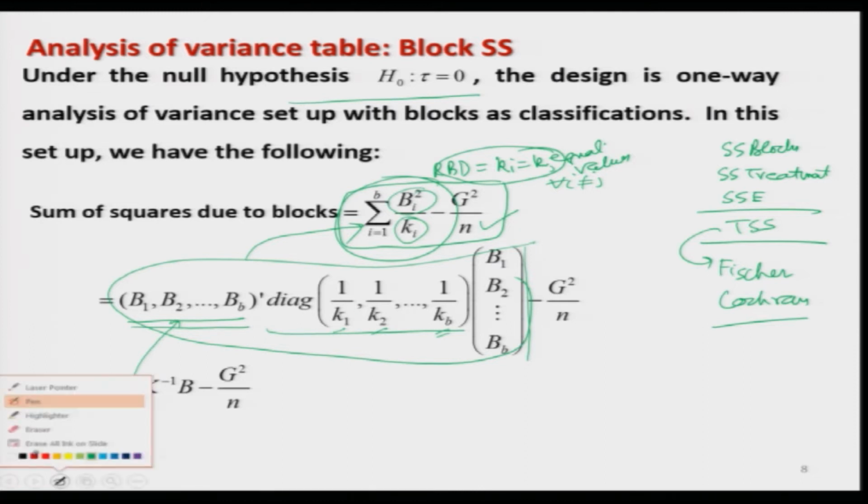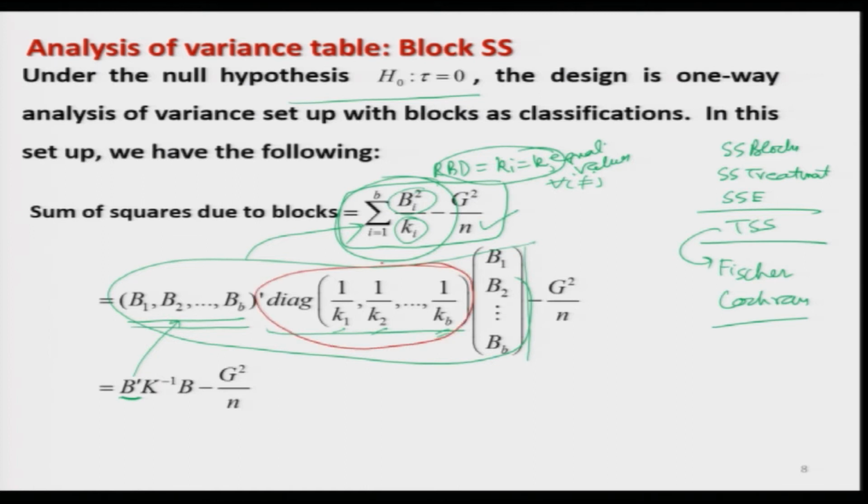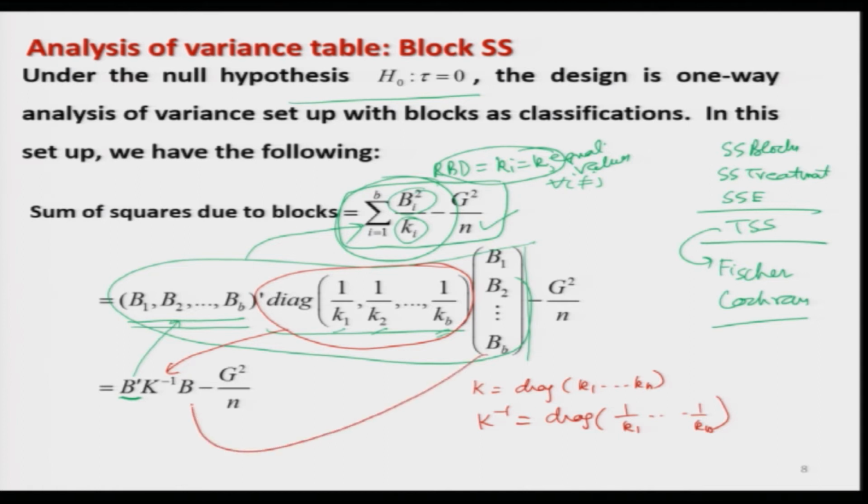Now, do you remember what this diagonal matrix is? You had defined a matrix K, which was the diagonal matrix of K1, K2, up to Kb. Obviously, if you take K inverse, this is once again a diagonal matrix of the elements 1 upon K1 up to 1 upon Kb. So you can write this diagonal matrix as K inverse, and then B comes over here like this. So you have obtained the sum of squares due to blocks as B transpose K inverse B minus G square upon n, very easily. There is no confusion on this, right.